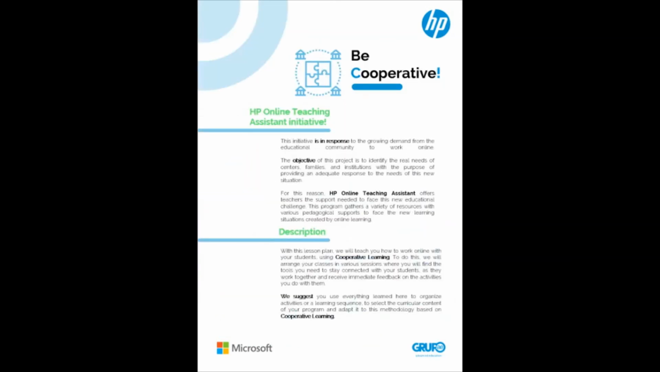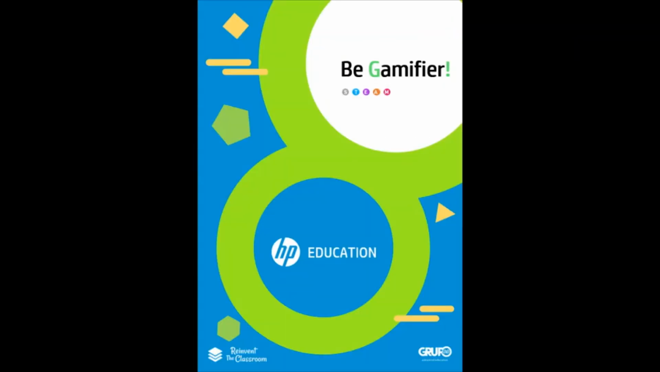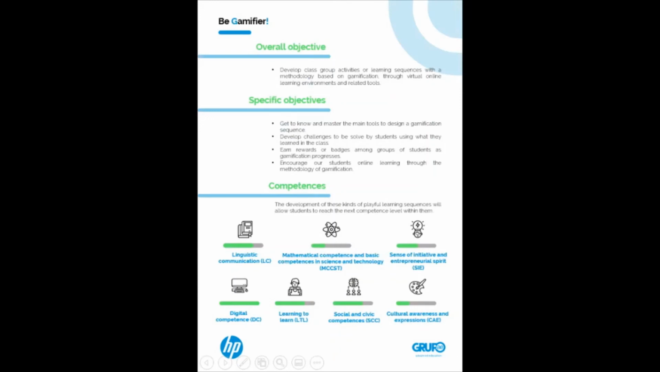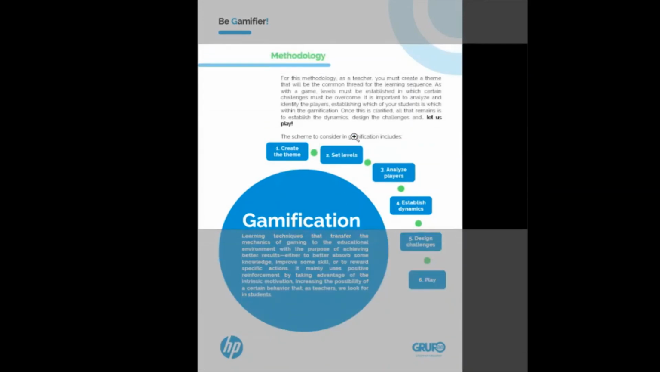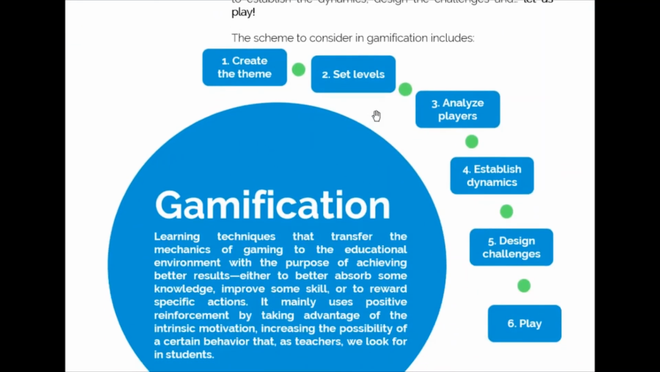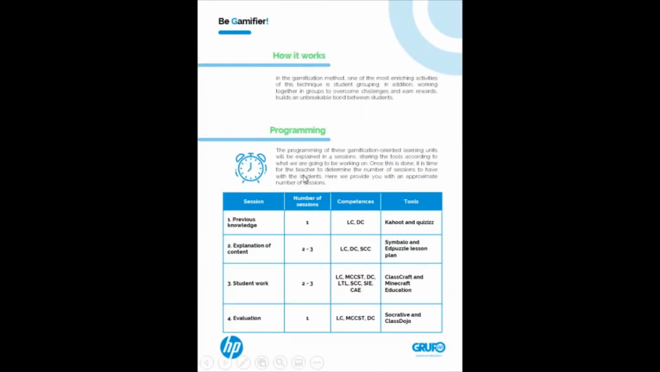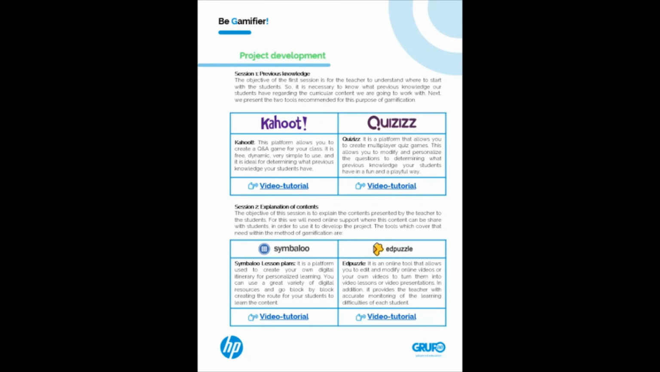Now I'm going to jump to another educational recipe, Be Gamifier. In Be Gamifier, we have the same structure: description, objectives, and competencies to develop. And here we have the methodology, which in this case includes an explanation about what gamification is, what processes it involves, and other things. Then you will see how it works and the timing schedule we propose. And here, as in the previous one, you will see the expansion of each of the sections we propose and the tools that could be used.